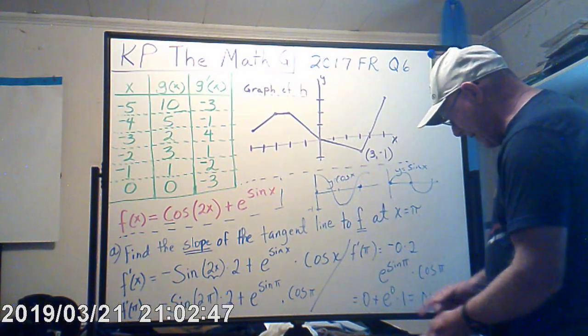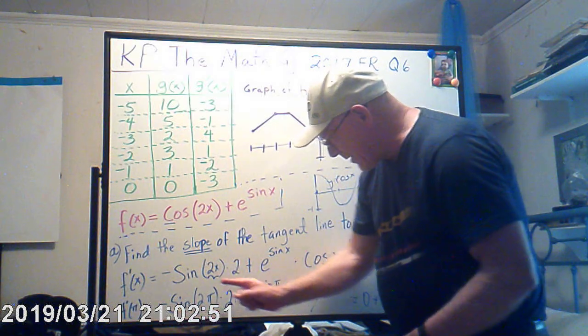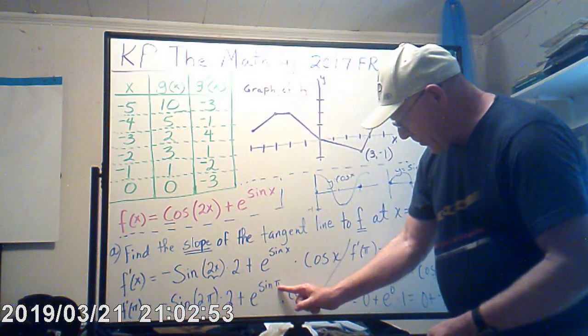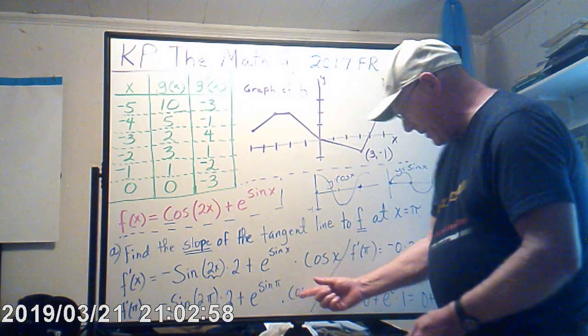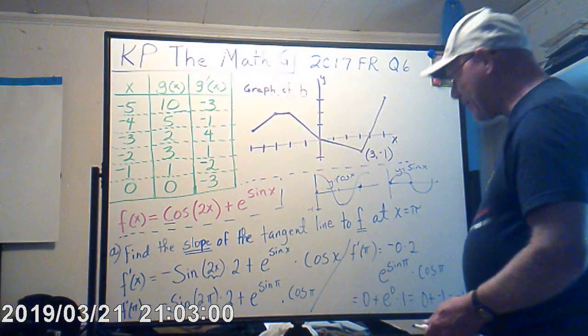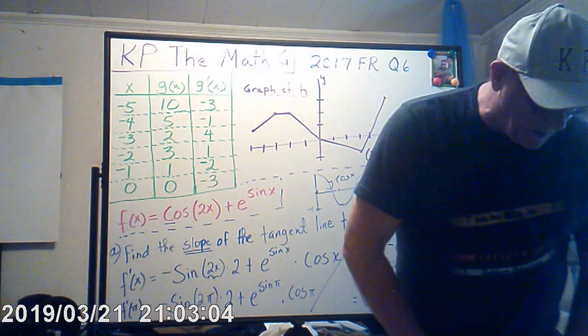Okay, anyway. Alright, so this first part right here is 0. All of this is 0. This is 1. And this is -1. So 0 plus -1 is -1. So in that first one you should have -1 right there.